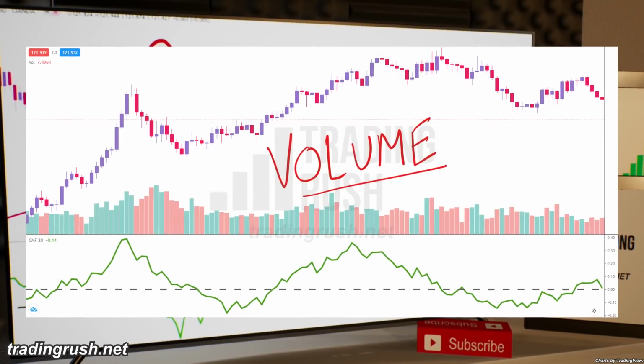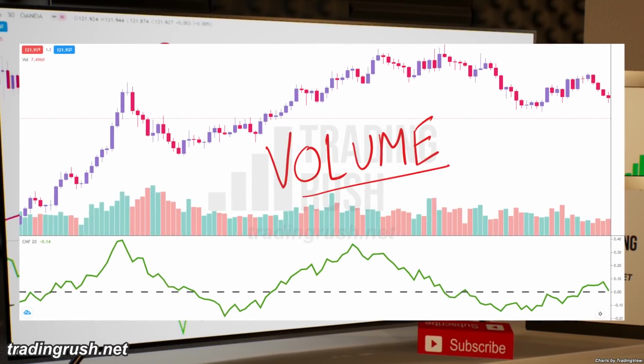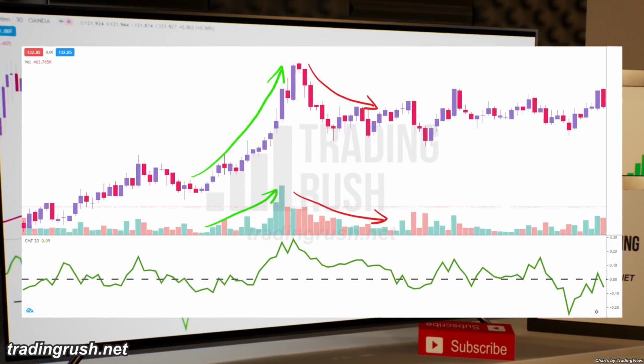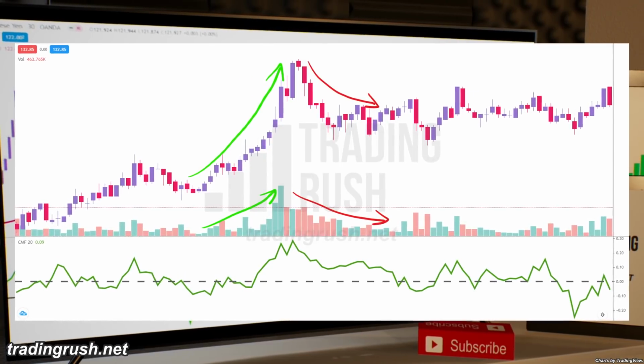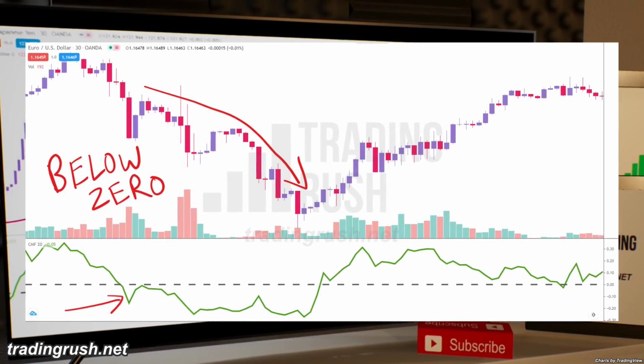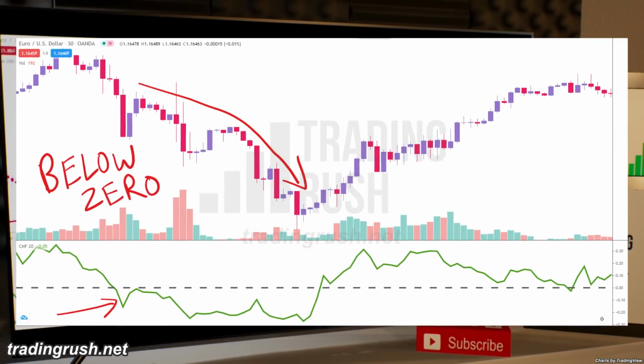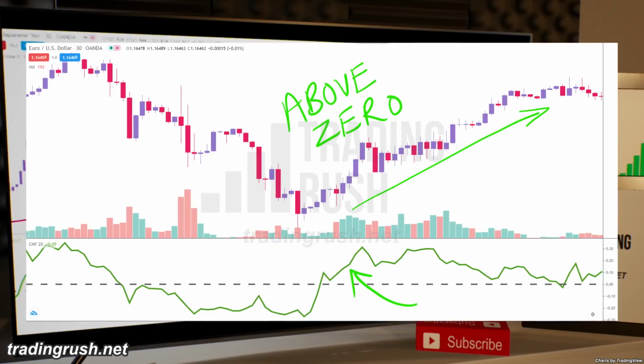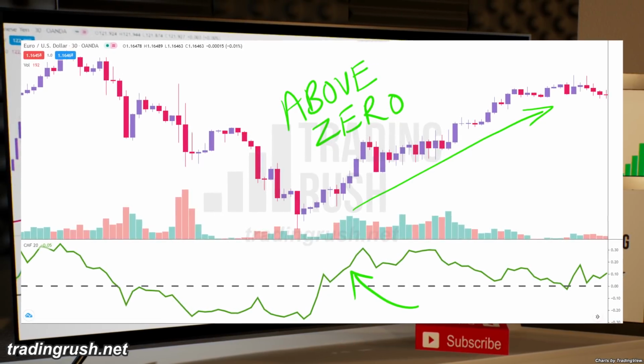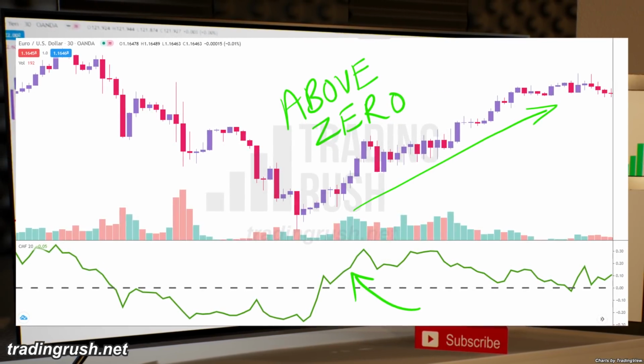Since Chaikin Money Flow uses volume to calculate its values, it will work better on the stock market where volume is more readable. When the Chaikin Money Flow is below the zero line, it indicates a downtrend or a selling pressure, and when the Chaikin Money Flow is above the zero line, it means there is a buying pressure.